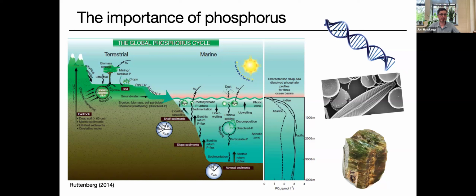The major phosphorus compound on Earth, or mineral on Earth, is apatite. Most phosphorus comes from rock erosion on the continent, so it's a rock-derived nutrient compared to nitrogen, which is an atmospheric-derived nutrient. So a little bit of a contrast there.